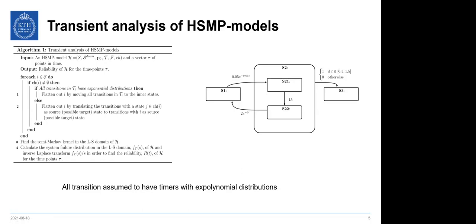And it should be mentioned that in both the paper and in these presentations, we have assumed that all timers have exponential distributions. And exponential is a class which contains, for example, uniform and exponential distributions. So how does this work out in practice?